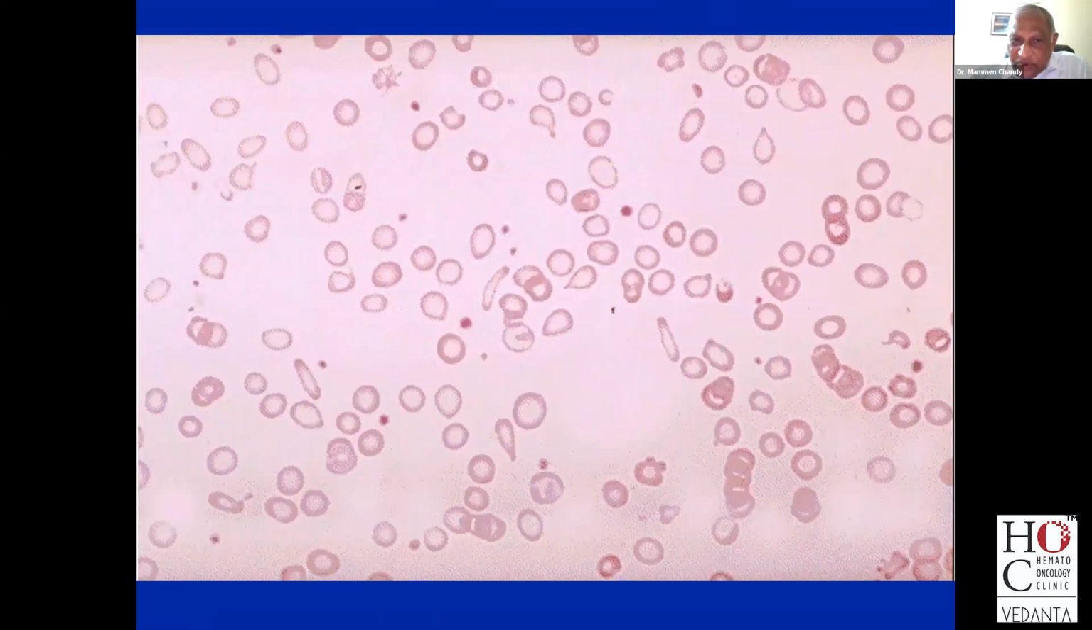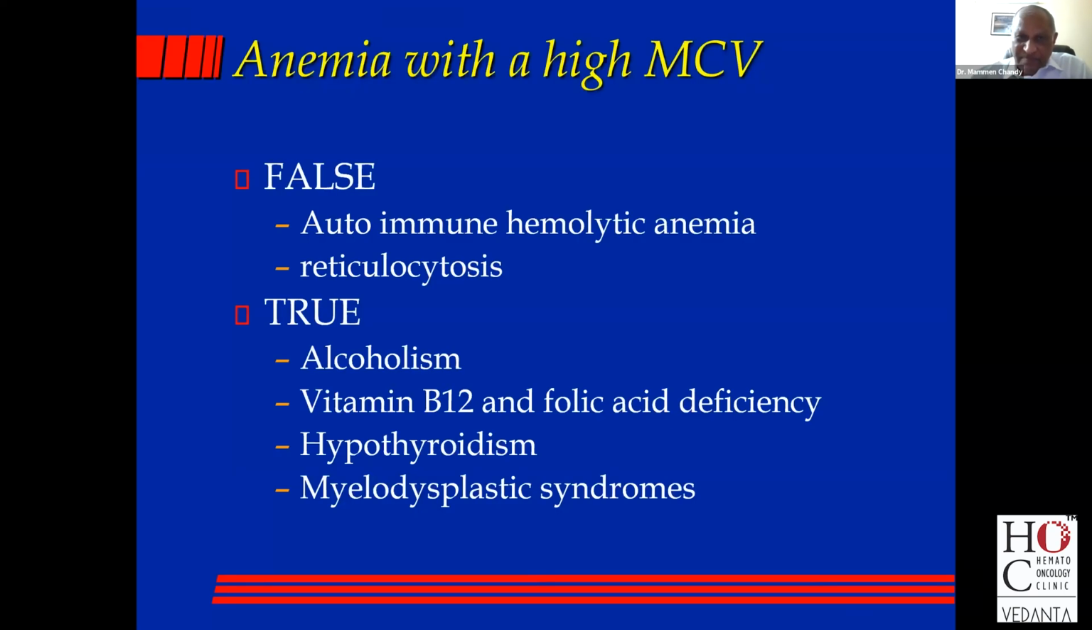This is the peripheral blood smear of a patient with iron deficiency. You can see how hypochromic and microcytic the red blood cells are. You find pencil cells and an occasional teardrop cell. This is a classic severe iron deficiency anemia.